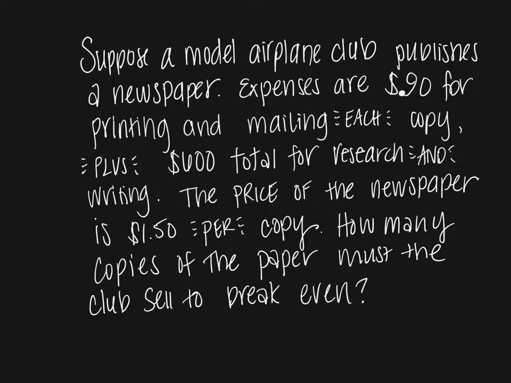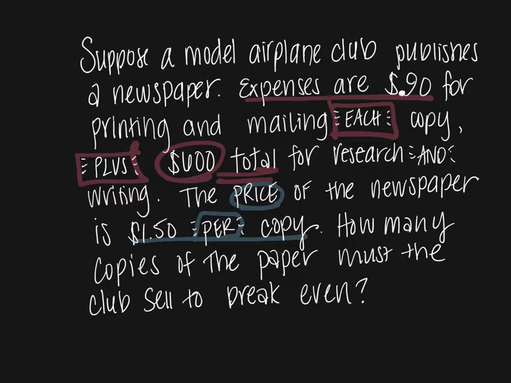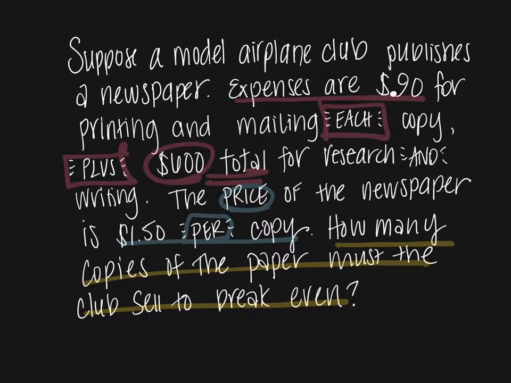Suppose a model airplane club publishes a newspaper. Expenses are 90 cents for printing and mailing each copy, plus $600 total for research and writing. The price of each newspaper is $1.50 per copy. How many copies of the paper must the club sell to break even? So at some point, I'm losing money selling my newspapers. At some point, I start making a profit. How do I figure that out?